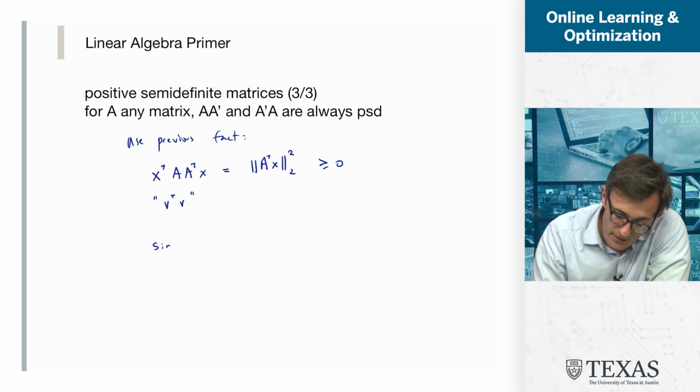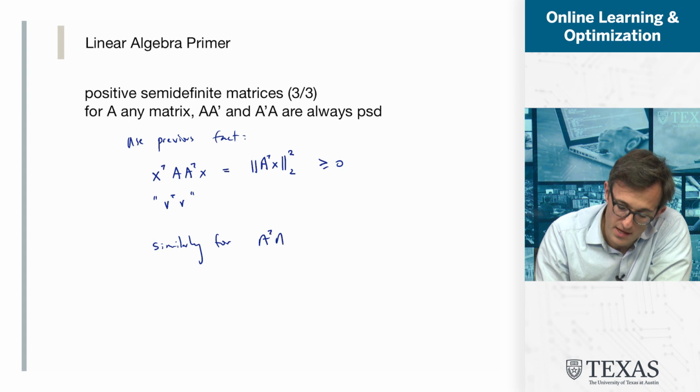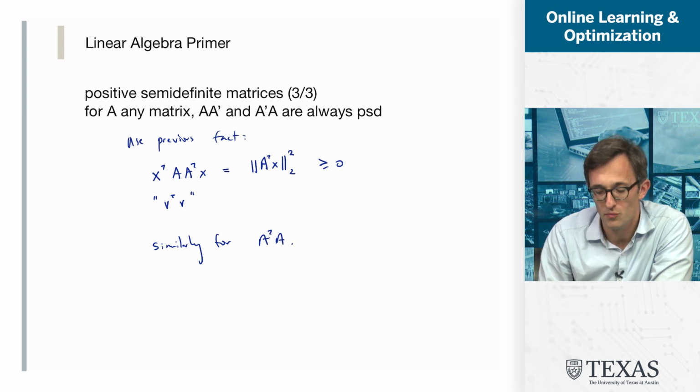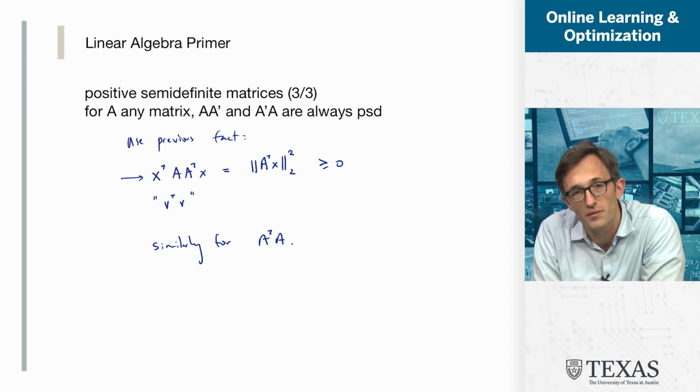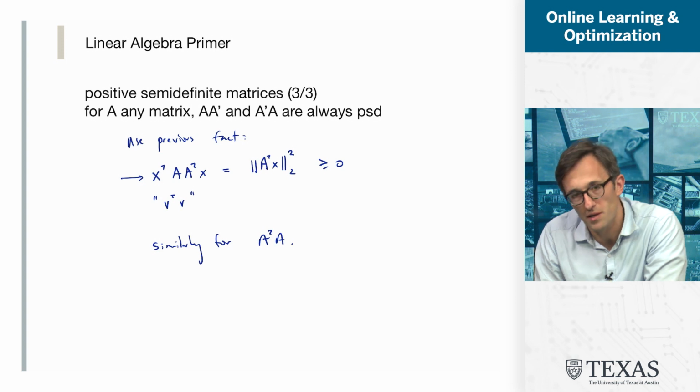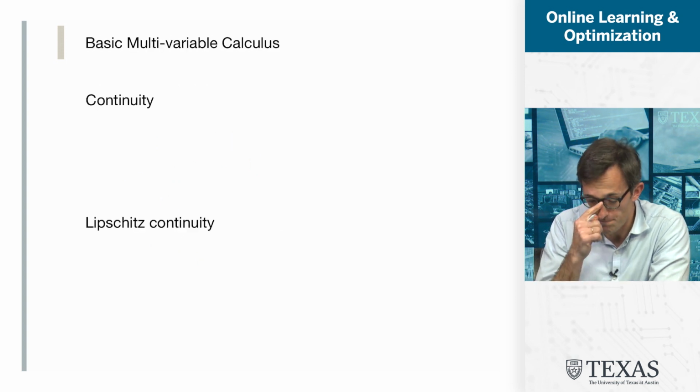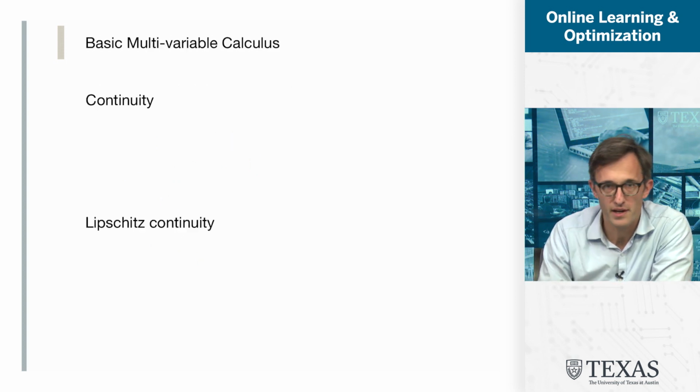And similarly for A A transpose. So we got this nice property about the eigenvalues and eigenvectors just by this simple fact that we derived in the previous page. Maybe not so simple. It took us a little bit of calculation. So that's all we're going to need for linear algebra.